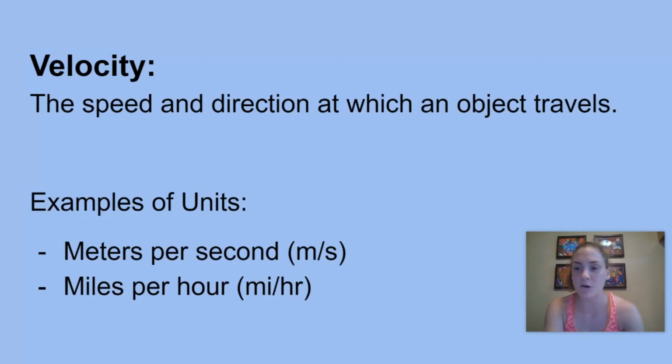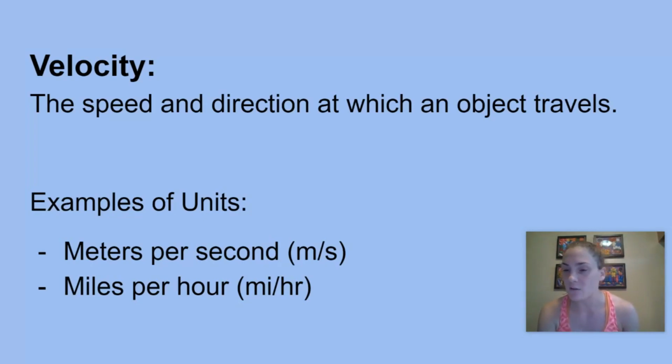So let's quickly go over the definition of velocity before we start. Okay, it's the speed and the direction at which an object travels. So in this class, we're going to be using the terms velocity and speed pretty interchangeably, but please note that velocity does include direction. So for example, if you are traveling 60 miles per hour north, 60 miles per hour would be your speed, north would be your direction, and altogether that is your velocity.